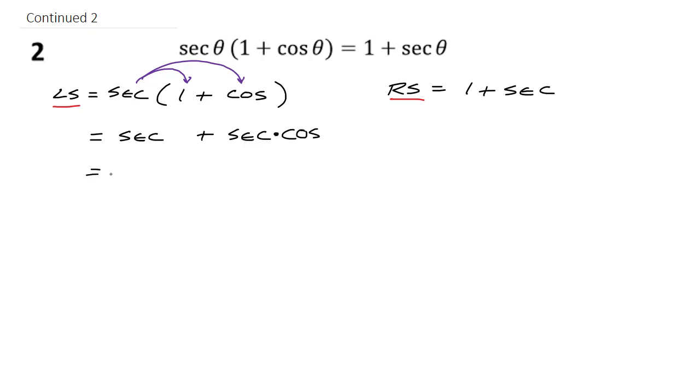Okay. Now, what is secant? Secant is 1 over cos. And what's secant over here? Also 1 over cos. So we got 1 over cos times cos. Well, cos divided by cos is 1, right?